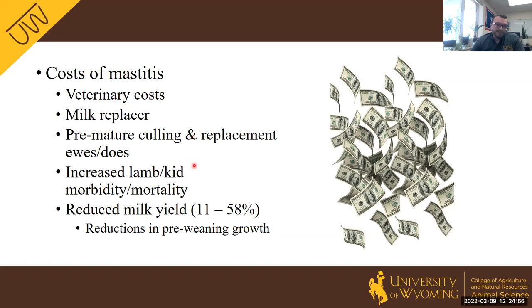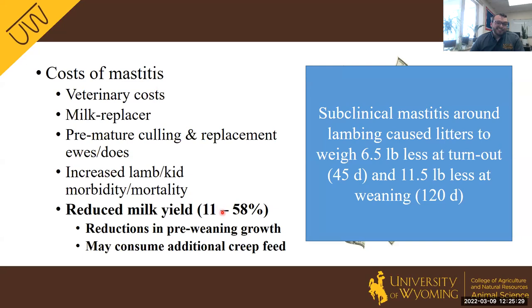And even with subclinical mastitis, we observe increased lamb and kid morbidity and mortality. So these subclinically infected animals rearing their lambs and kids, these lambs and kids are more likely to get sick and die. And subclinically infected ewes also have reduced milk yields by about 11 to 58%. Again, that depends on the breed, your management system. And if a ewe or doe has reduced milk yields, we're going to have reductions in pre-weaning lamb growth. Some of these reductions in pre-weaning growth can be compensated by the lamb or kid consuming additional creep feed. So that would be another cost of mastitis.